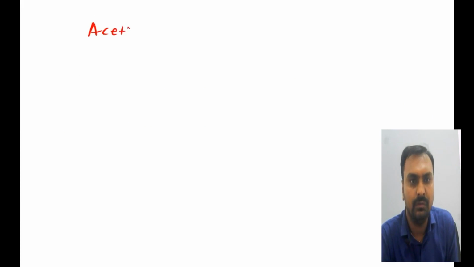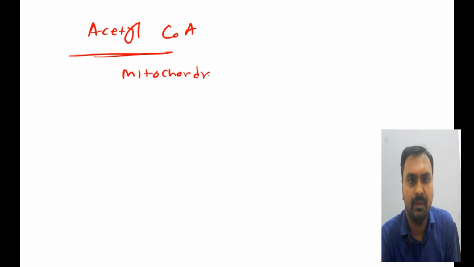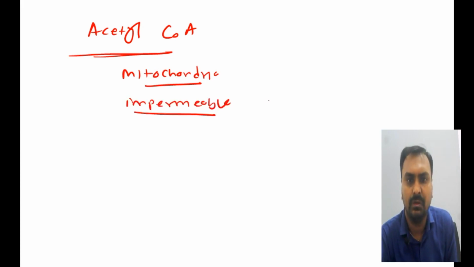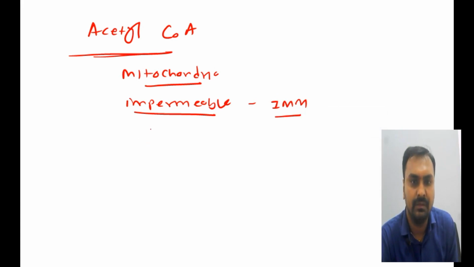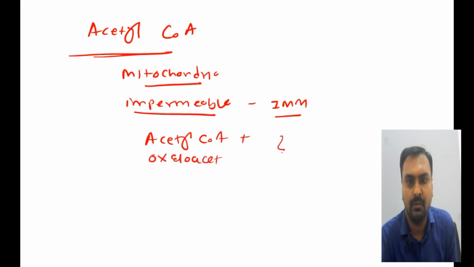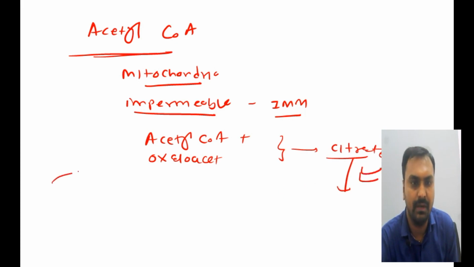Now, how does fatty acid synthesis take place? Acetyl CoA, which is produced in the mitochondria, is impermeable to the inner mitochondrial membrane, so it will not cross the inner mitochondrial membrane. So what will happen? This acetyl CoA binds with oxaloacetate to form citrate, and with the help of this, citrate can be transported across the inner mitochondrial membrane.